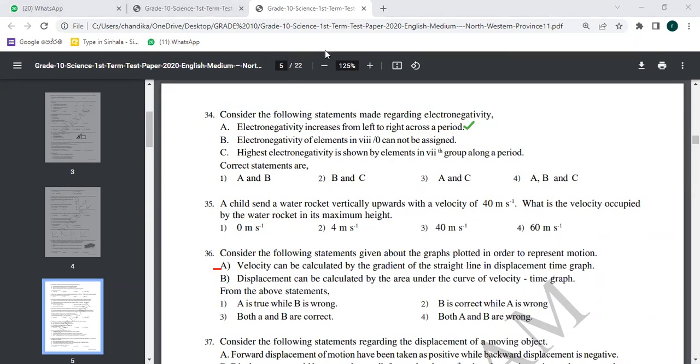Second one: electronegativity of elements in the 8th group cannot be assigned. Correct or wrong? Correct. Third: highest electronegativity is shown by elements in group number 7. Correct or wrong? Correct. Then the answer, correct statements are the fourth one. Fourth is the answer, right?